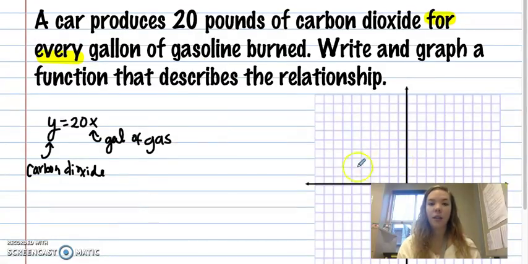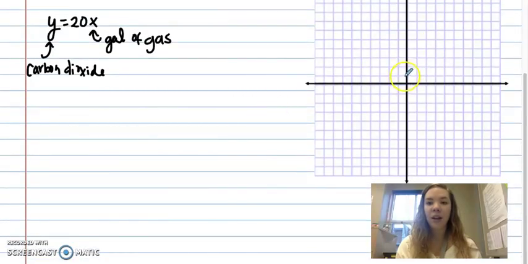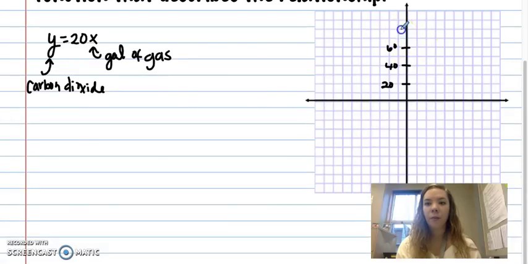Okay, and then it says write and graph a function that describes the relationship. So we wrote our function, and then if I graph it over here, we're going to go ahead and count by 10, so this would be 10, 20, 30, 40, 50, 60, and so on. We're going to change the scale so that it fits. Then let's still count by ones on our x-axis. So 1, 2, 3, 4, 5, 6, and so on.